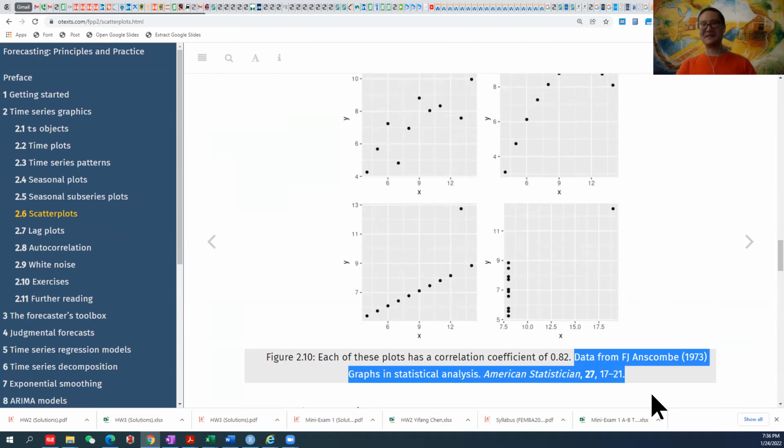Yeah, well, I'm just here to remind everyone that a correlation coefficient doesn't tell us everything. It's quite important to plot the data.